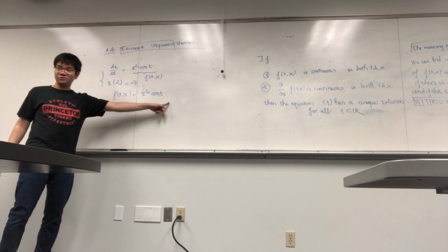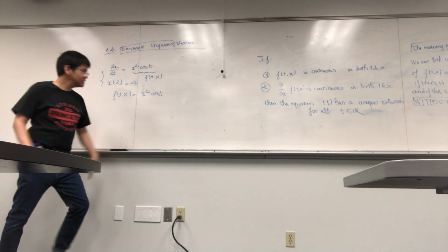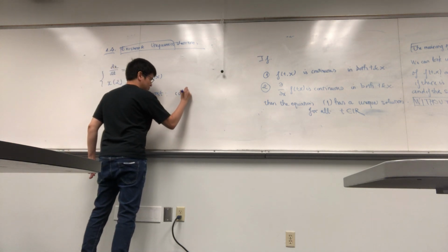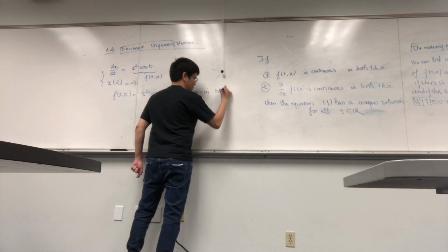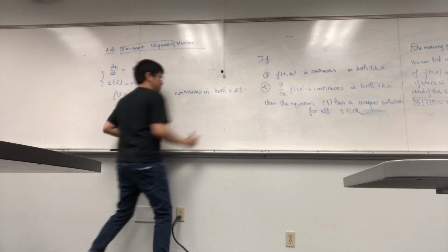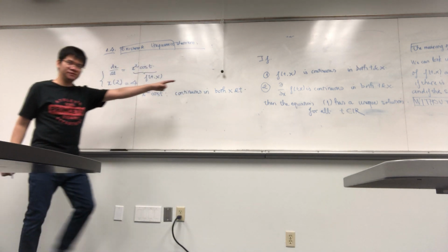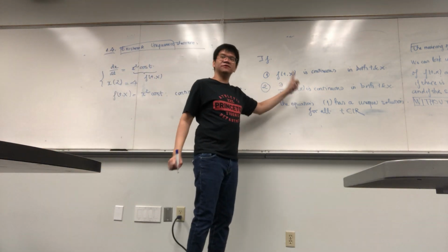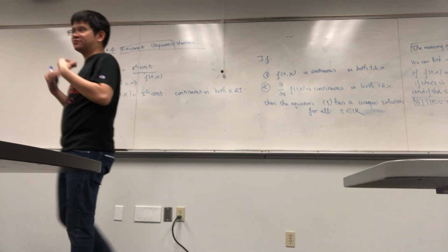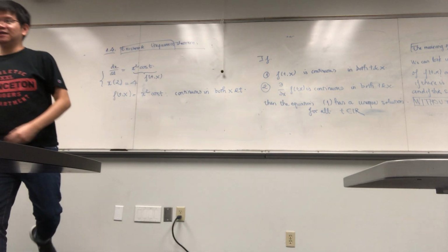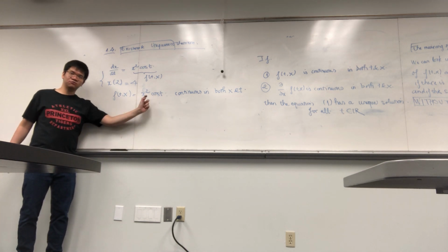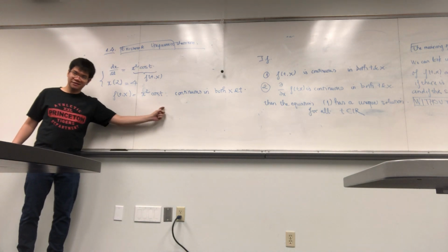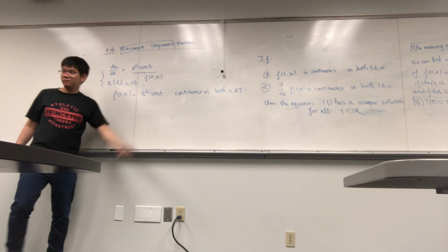This is a continuous function in both x and t, right? That is criterion number one: the function f has to be continuous in both x and t. This is clear because you have x squared times cosine of t, and x squared is a continuous function, cosine of t is also a continuous function, right?